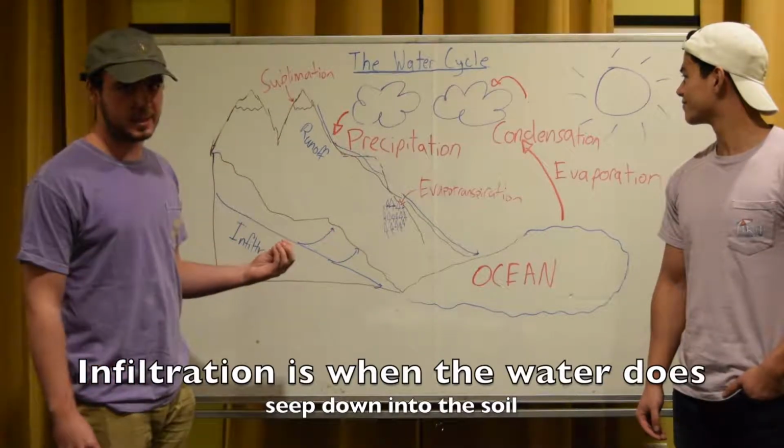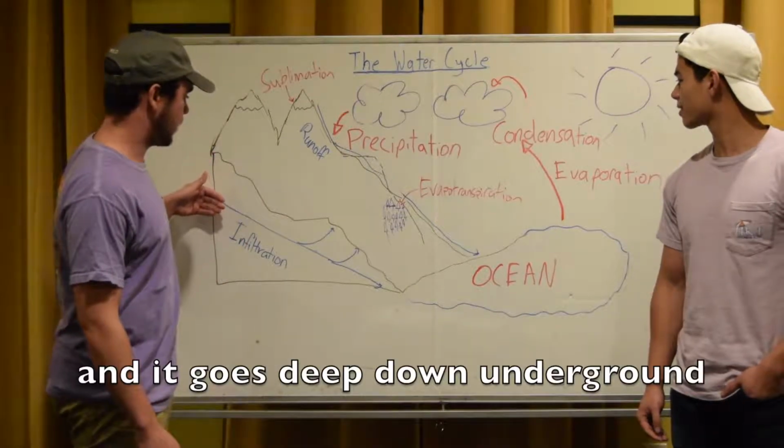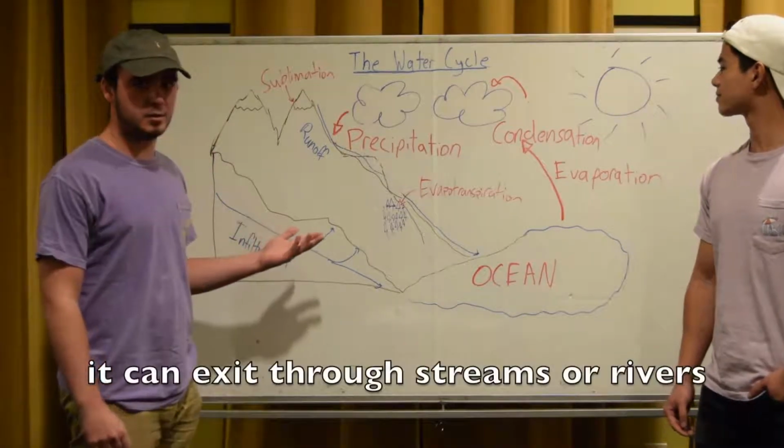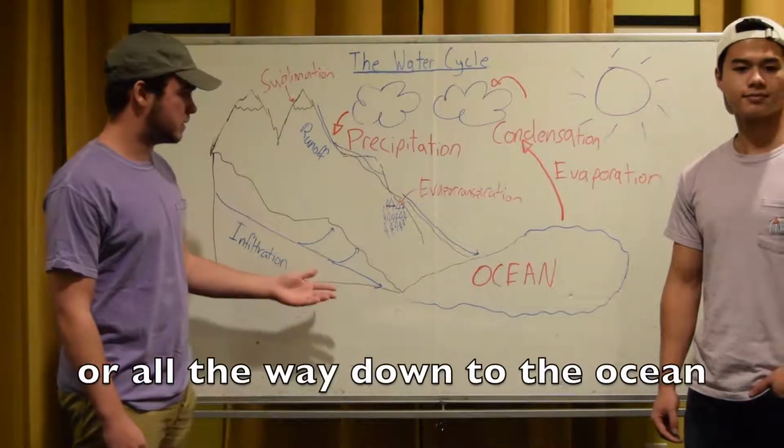Infiltration is when the water does seep down into the soil and it goes deep down underground. As it runs down, it could exit through streams or rivers or all the way down to the ocean.